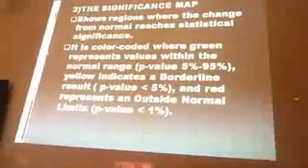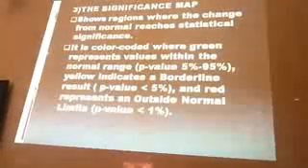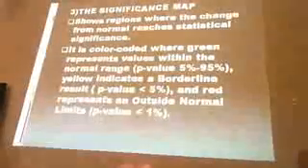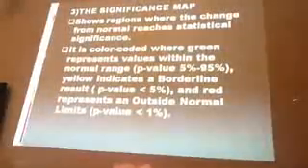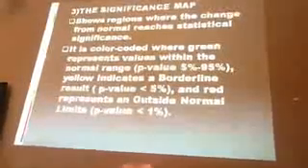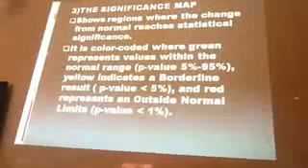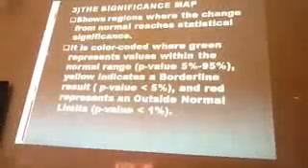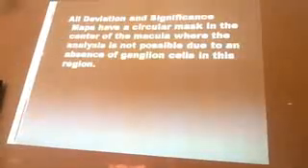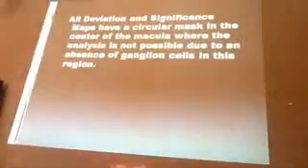And we now have the significance map. That's the next presentation of data for the GCC analysis, the macular GCC report. It shows regions where the change from normal reaches statistical significance. It is color-coded, where green represents values within the normal range, orange and yellow represent borderline, and red represents outside normal limits. All deviation and significance maps have a circular mask in the center of the macula, where the analysis is not possible due to an absence of ganglion cells in this region.